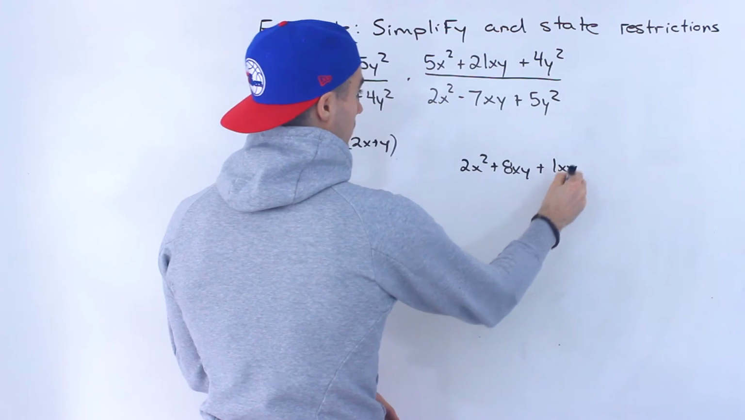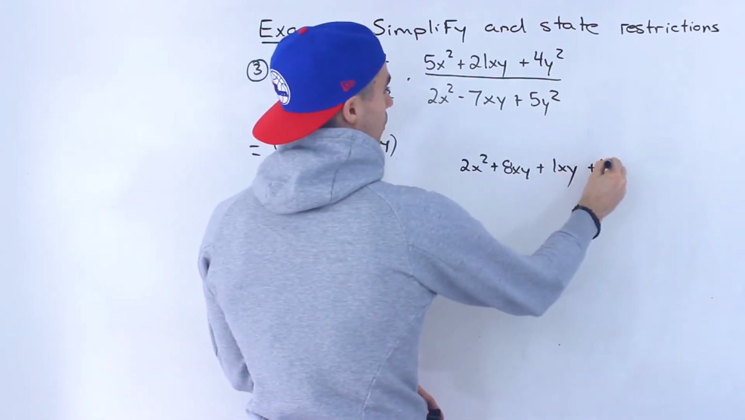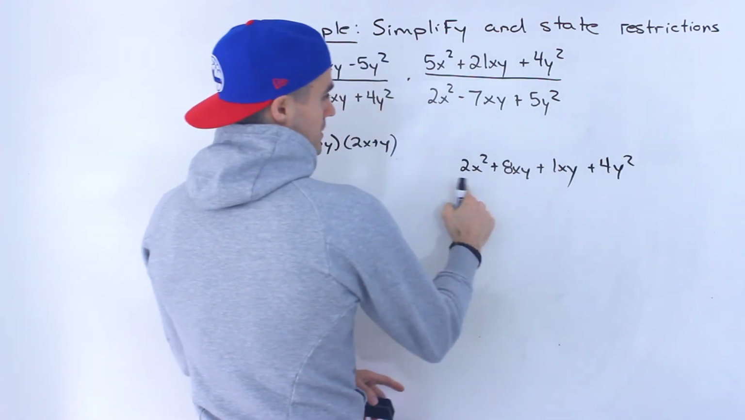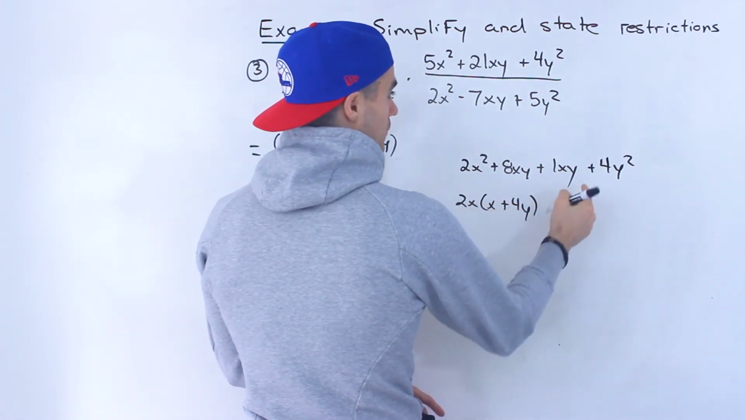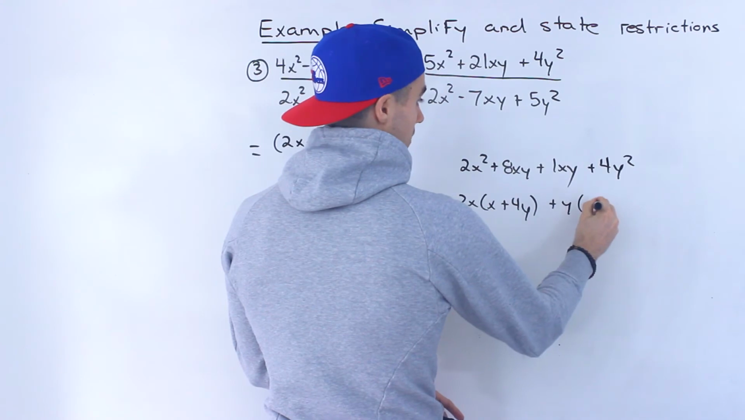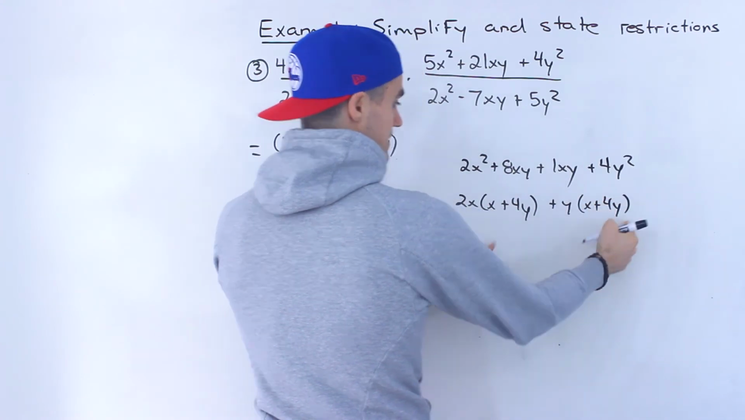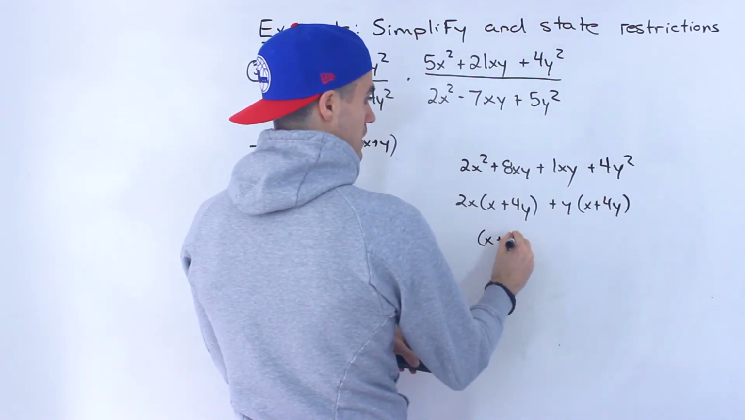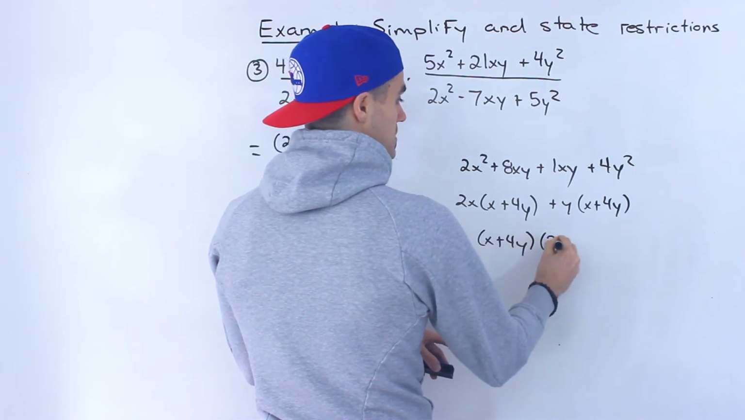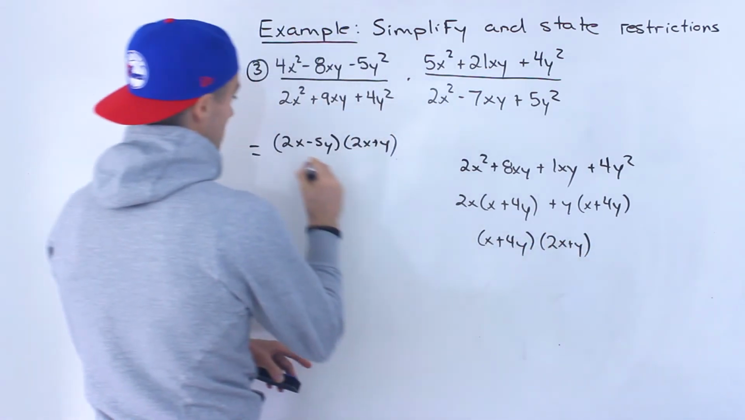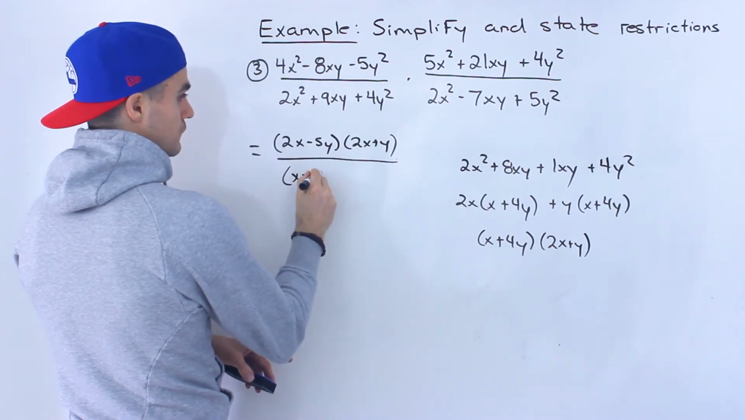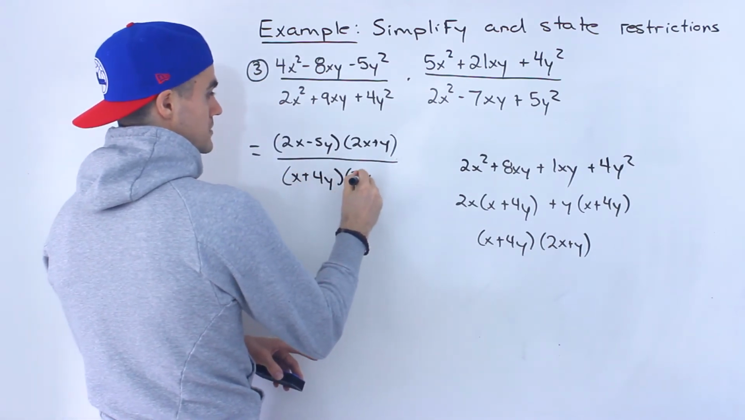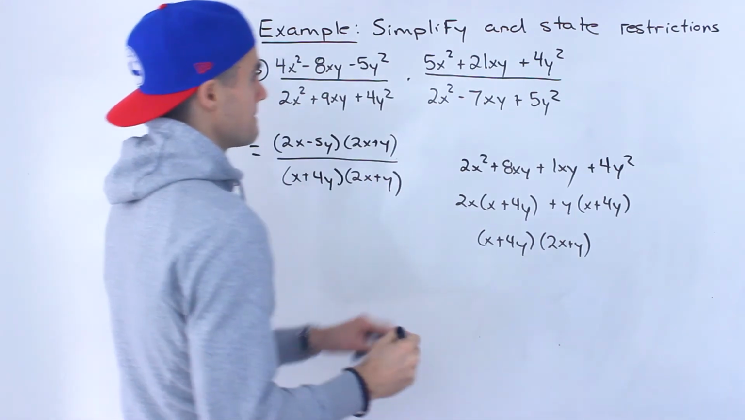I'll just write a 1 there. 1xy plus 4y squared. From these two, we could take out a 2x, so we'd be left with x plus 4y. And then over here, we could take out a y, so we'd be left with x plus 4y as well. Then take out x plus 4y, and then we'd have 2x plus y, like that. So below here, this factors into x plus 4y, and then 2x plus y, like that.